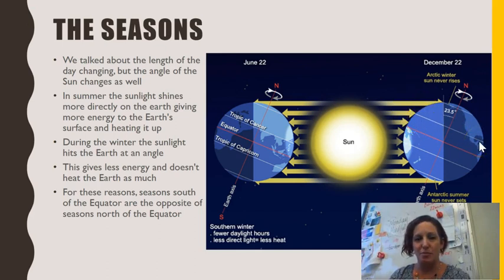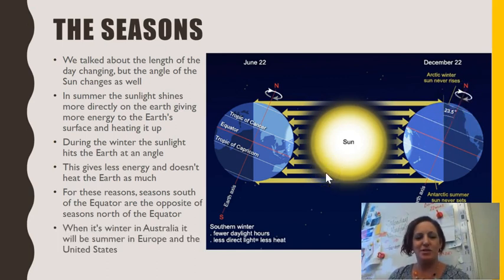I think I'm getting my words muddled up. If it's pointed towards the sun, it's summer. If it gets pointed away from the sun, it is winter. When it's winter in Australia, it will be summer in Europe and in the United States.